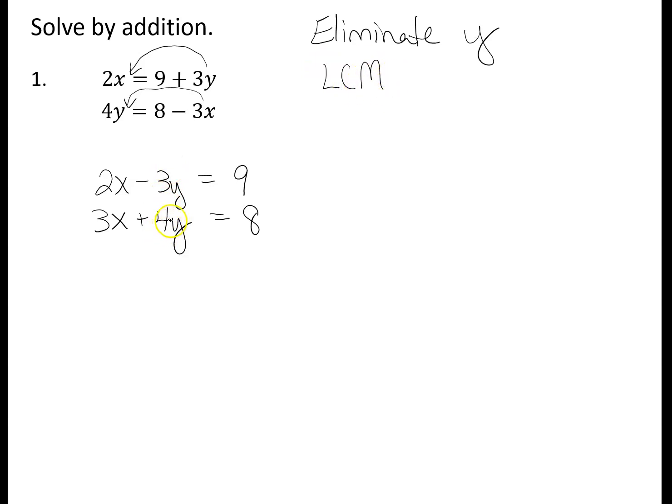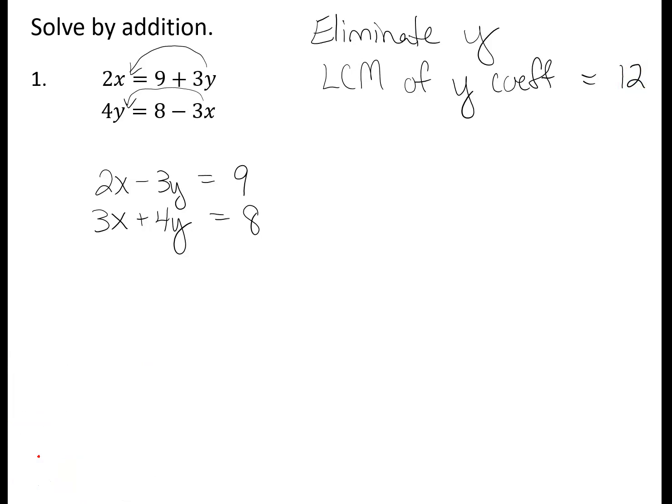Now, once you've chosen that variable, what you need to think about is what is the least common multiple for 3 and 4? In other words, like if they were the denominators of fractions and I needed to add them, I need the least common denominator for 3 and 4, it would be 12. So the LCM of the y coefficients is 12.